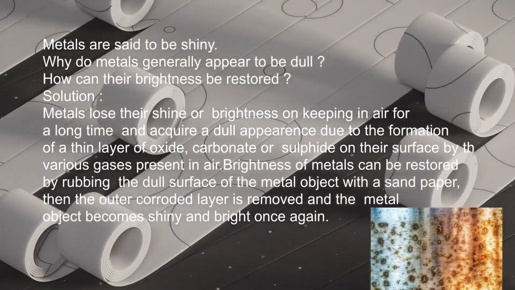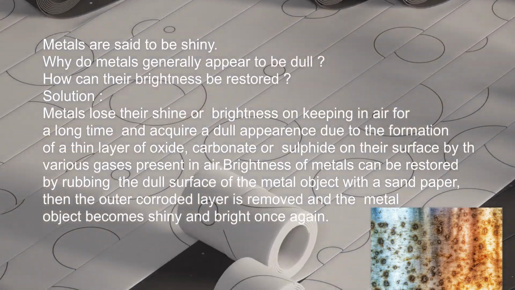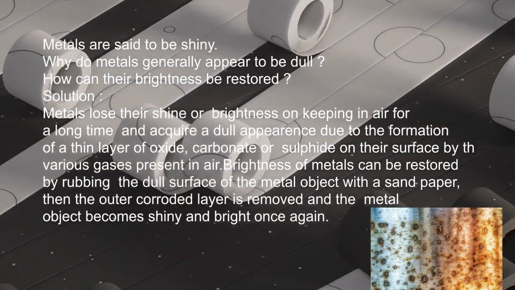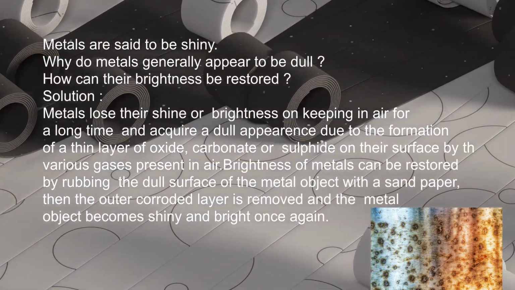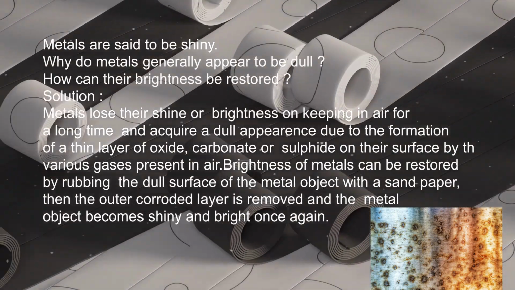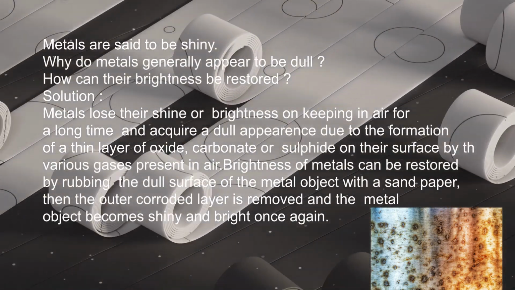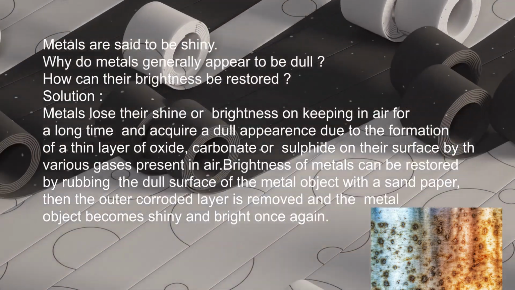Metals are said to be shiny. Why do metals generally appear to be dull? How can their brightness be restored? Solution: metals lose their shine or brightness on keeping in air for a long time and acquire a dull appearance due to the formation of a thin layer of oxide, carbonate or sulfide on their surface by the slow action of various gases present in air.